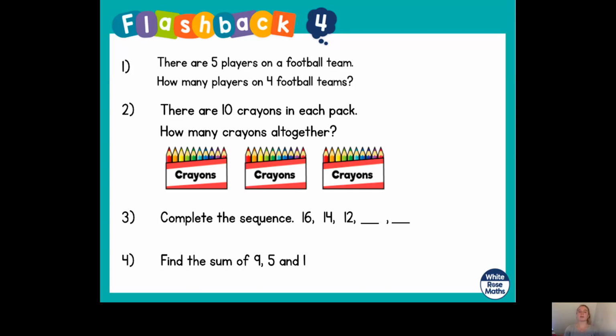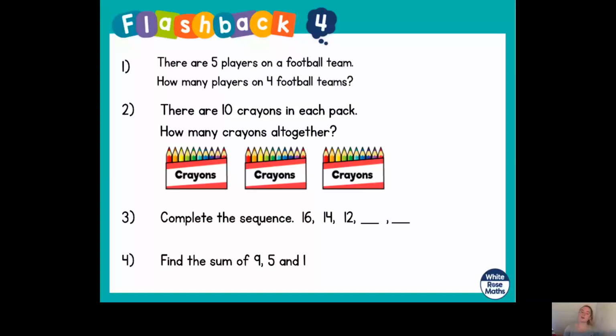Number 2, there are 10 crayons in each pack. How many crayons altogether? So again, can you think of a multiplication number sentence to work out the total amount of crayons if there are 10 in each pack? And number 3, complete the sequence. So first of all, you need to decide, is the sequence counting forwards or backwards? And then once you've decided that, what is the difference between each number? And that will help you to work out the 2 missing numbers.